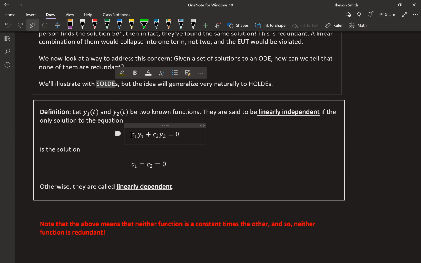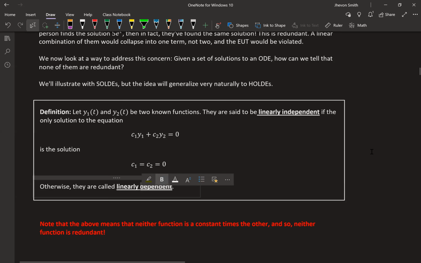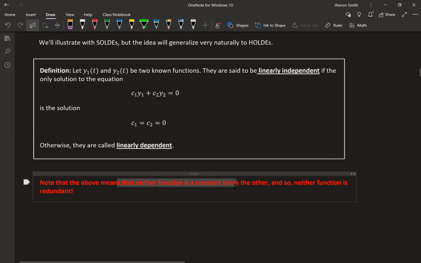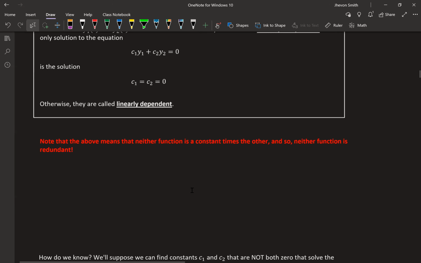So if I set up a linear combination of a bunch of functions and set that equal to 0, if the only way to get that equation to work out is to choose all the coefficients equal to 0, I say that the functions are linearly independent. If I can find non-zero solutions for the coefficients, they're called linearly dependent, right? Now, that might seem like it comes out of left field. Like, what does that definition even mean? Here's what it actually means. The above means that neither function is going to be a constant times the other, and so these two functions are not redundant.